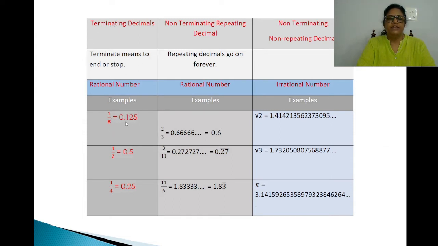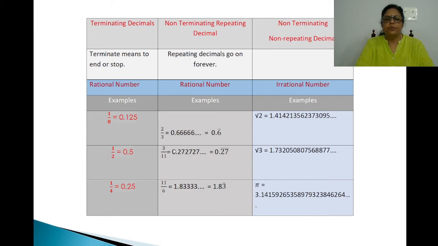Here 1 by 8 is 0.125. It stops here. 1 by 2 is 0.5. 1 by 4 is 0.25. So these are terminating decimals. It has a stop. But non-terminating repeating decimal: non-terminating is no stop, and it is repeating. 2 by 3 is 0.6666. There is no stop and 6 is repeating.